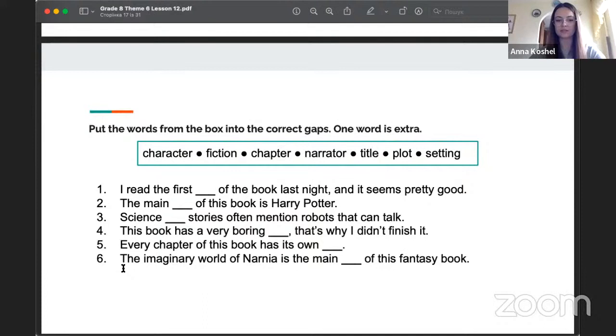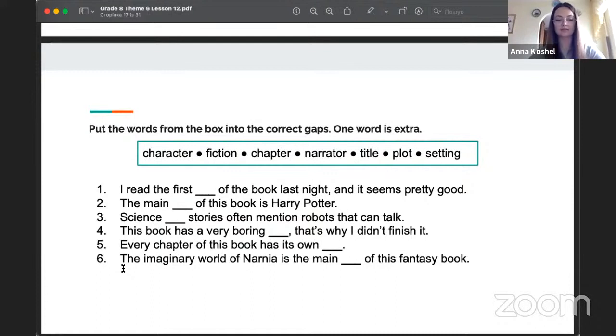Let's take a look at the words. Character, fiction, chapter, narrator, title, plot, setting. So here we have 7 words from the previous exercise. Ці 7 слів з попередньої вправи. Our task is to put them into the sentences.